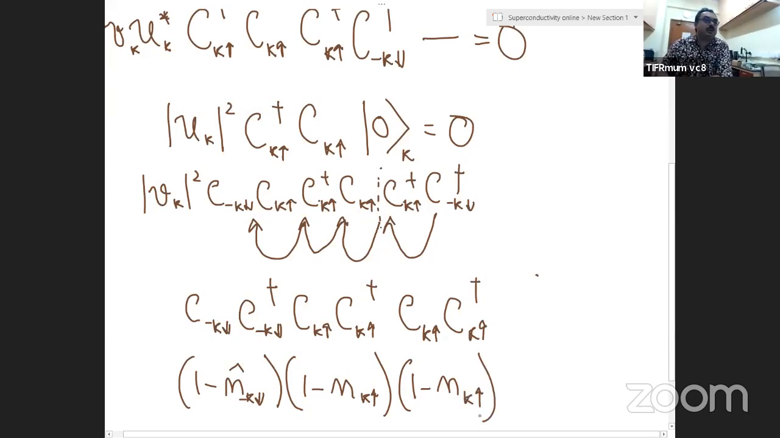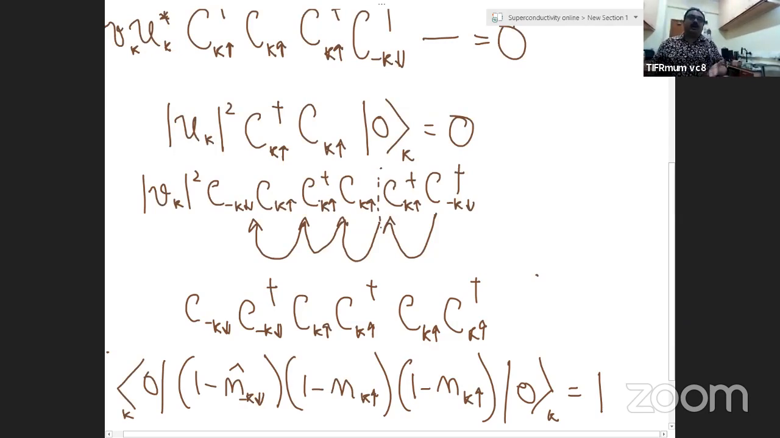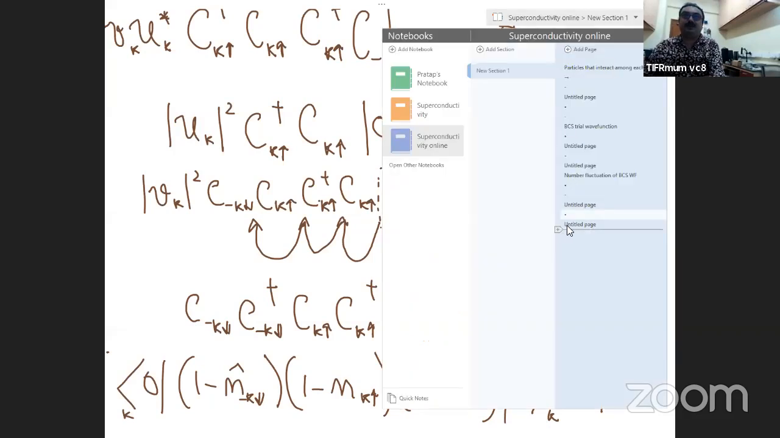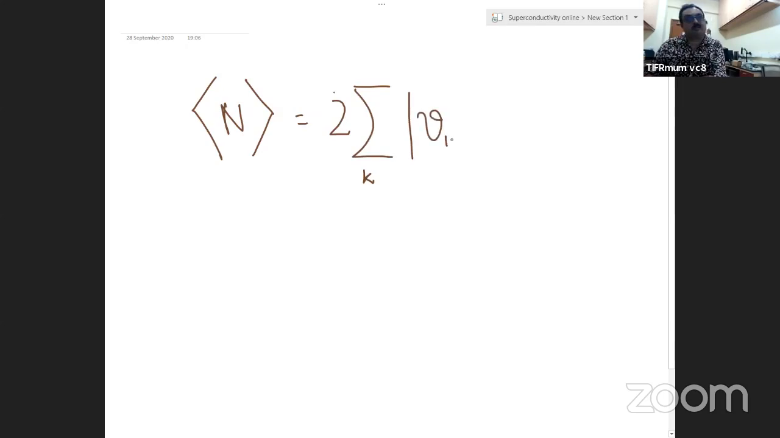Right. Okay. So now I have to take the expectation value of this between the vacuum state, and this will be 1, because you have the term which is 1 into 1 into 1. That is the one that will survive. All the others will have a number operator, and the number operator, the moment it operates on the vacuum state, will give me 0. So this last term is the only term that is surviving, which means that the expectation value of the number operator is the sum over k of |Vk|².